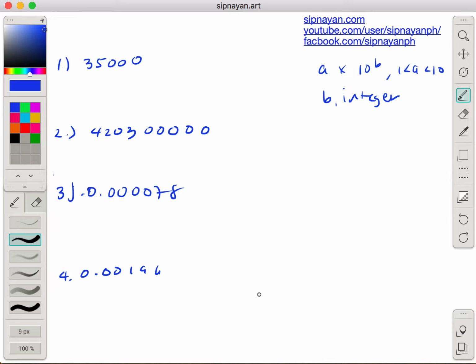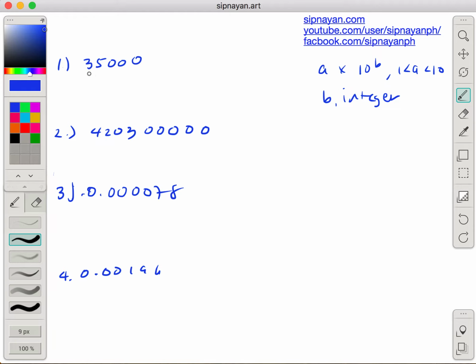So sabi natin, yung number, pag sinulat natin sa scientific notation, it is of the form a times 10 raised to b, where a is between 1 and 10 and b is an integer. So gagawin natin ngayon yan, isusulat natin itong mga numbers na to in scientific notation. So paano natin kukunin yung value ng a at b? Sa pagkuha ng value ng a, ang gagawin natin is to identify the digits kung saan natin kukunin yung a.